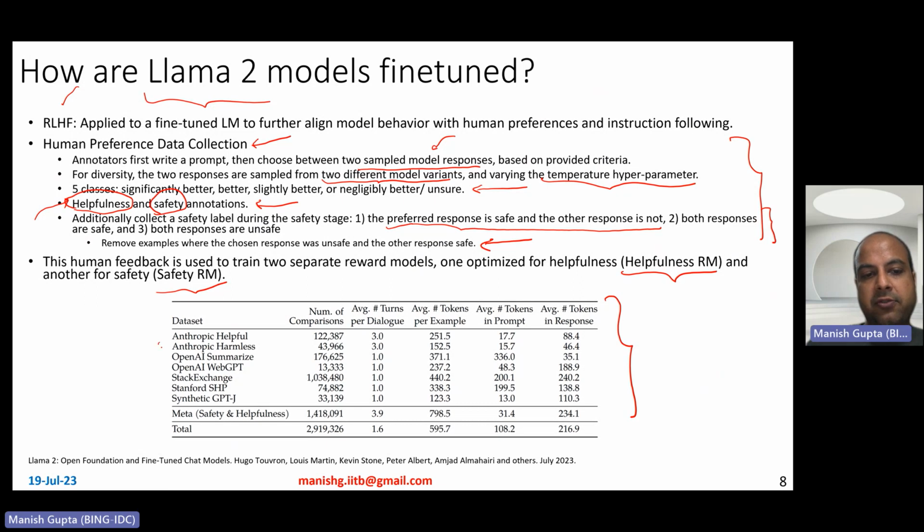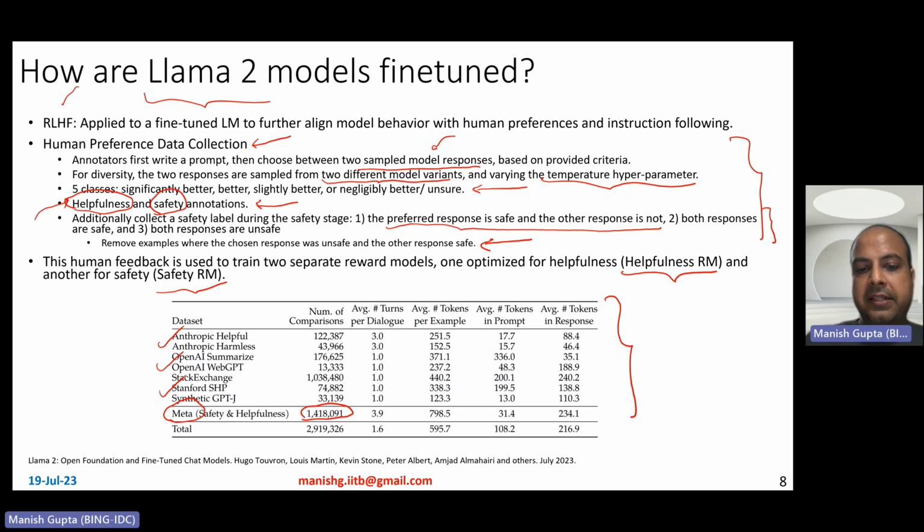So there are data sets from Anthropic, and then OpenAI Summarize, OpenAI WebGPT, Stanford SHP, Synthetic GPTJ, and so on. Their human preference data is actually called Meta safety and helpfulness data if you combine all of them together into one massive data set, right? It contains 1.4 million comparisons. So that's a large data set which has been obtained.